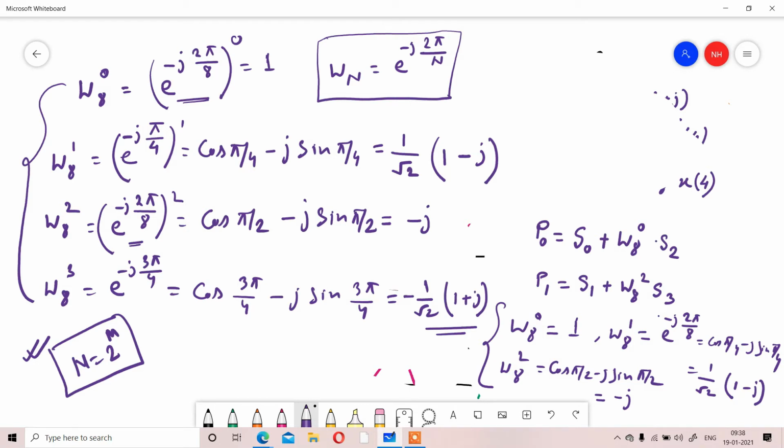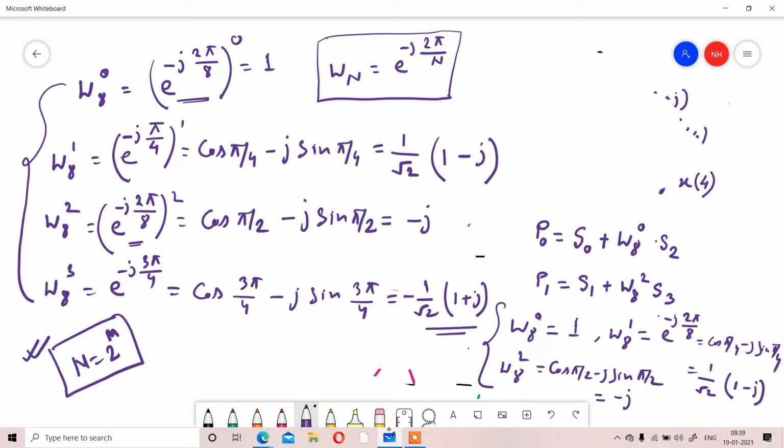That means for 4 inputs, you have a specific butterfly diagram, and in that diagram you simply replace the values, and each and every problem will be solved. Similarly for 8 inputs it is the same case, and for 16 inputs also the same case. So the structure that you are getting is fixed.